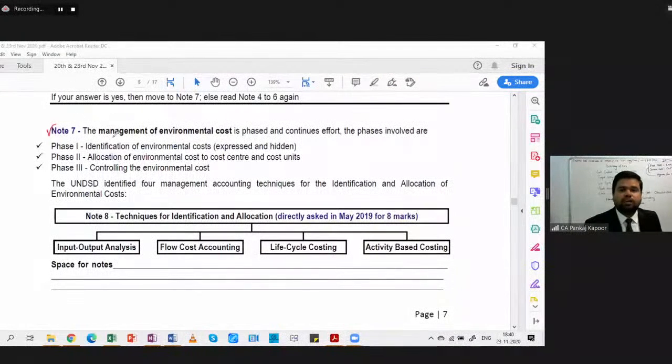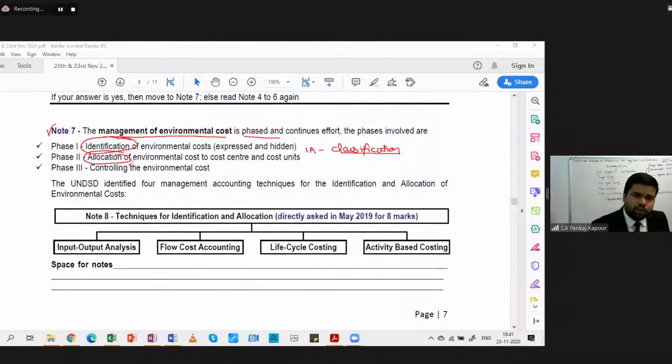Okay, note number 7. The management of environment cost is a phased process. The first phase is the identification of the cost. The second phase is the allocation of the cost. But we also know there is a phase number 1A as well, which is the classification, which we have already done. We studied the 4 manners through which we can classify the environment related cost. Further, there is controlling the environment related cost. So we need to do majorly 3 things: IAC, identification, allocation, and controlling.